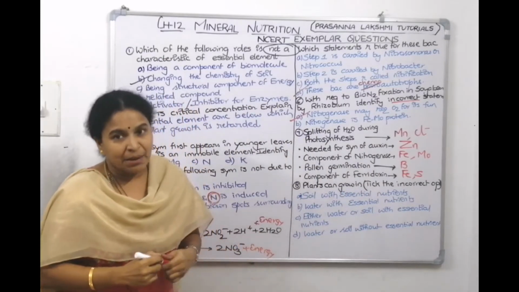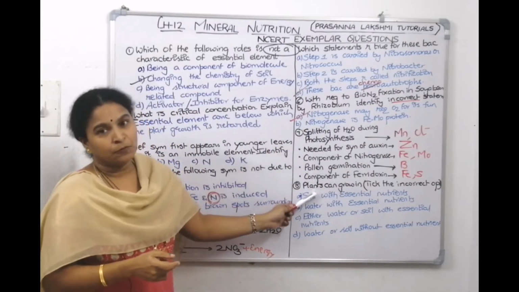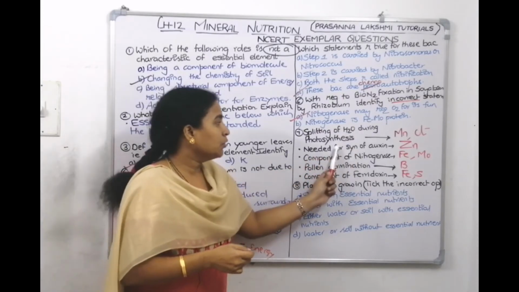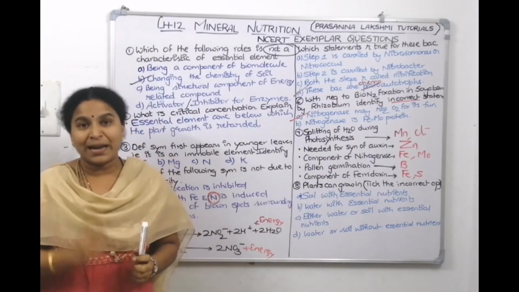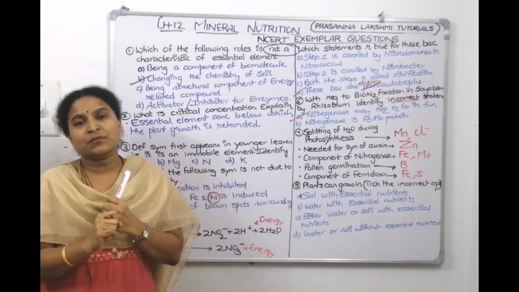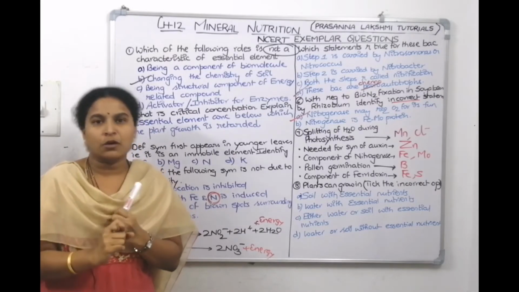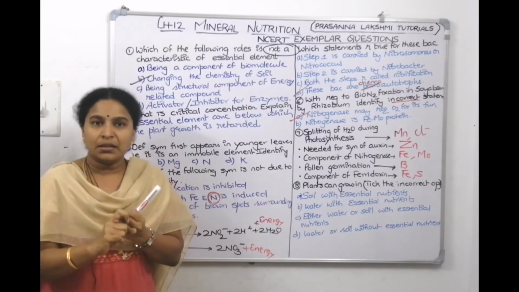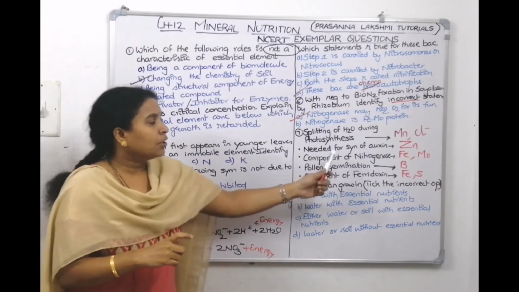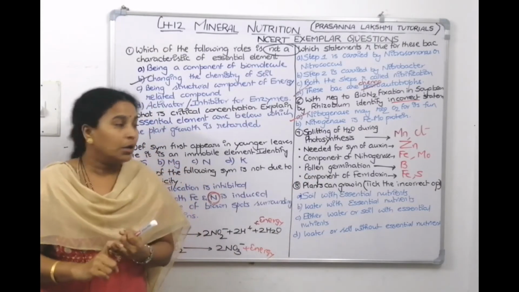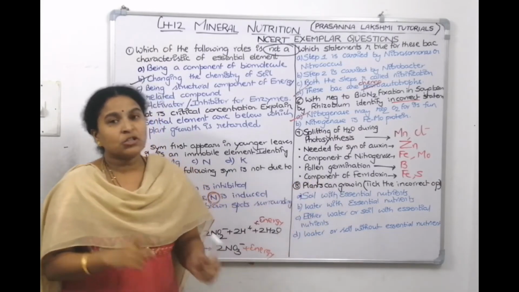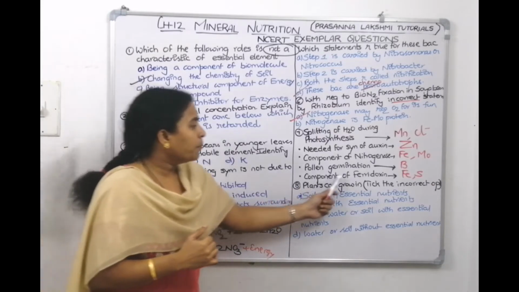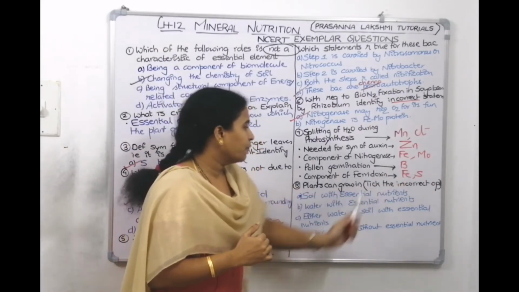In the exemplar, they have given this under match the following. So I took it separately. Splitting of water during photosynthesis is called photolysis. In presence of manganese, photolysis will happen. In presence of chlorine also photolysis will happen. Oxygen synthesis is done in the presence of zinc. Component of nitrogenase, iron also, molybdenum also. Pollen germination, boron helps in pollen germination. Component of ferredoxin, iron and sulfur.